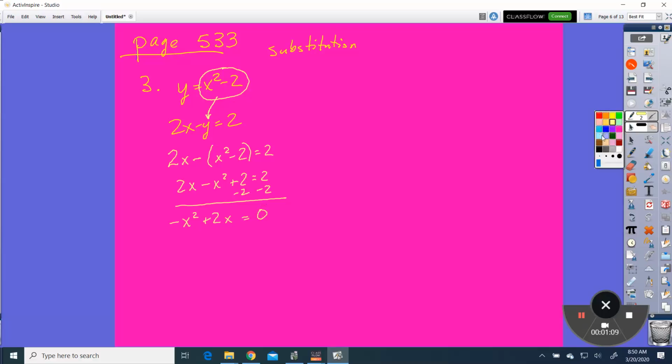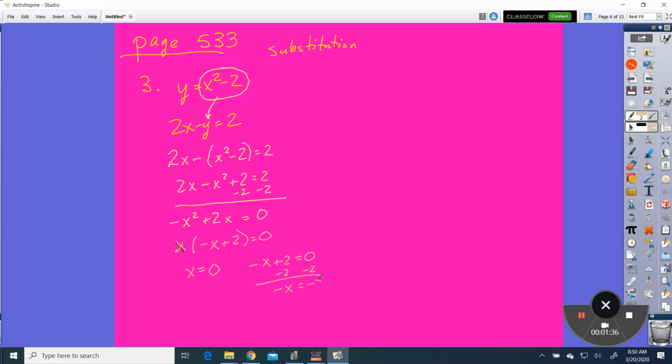I can factor this. Hopefully you're remembering how to factor. So each of these have an x in common. So I pull out an x. So I pull out an x from them, and I get negative x plus 2. So now that I've got it factored, remember you can just put each factor equal to 0. So there's my first answer: x equals 0. Negative x plus 2 equals 0, so I just minus the 2 over, or add the x.